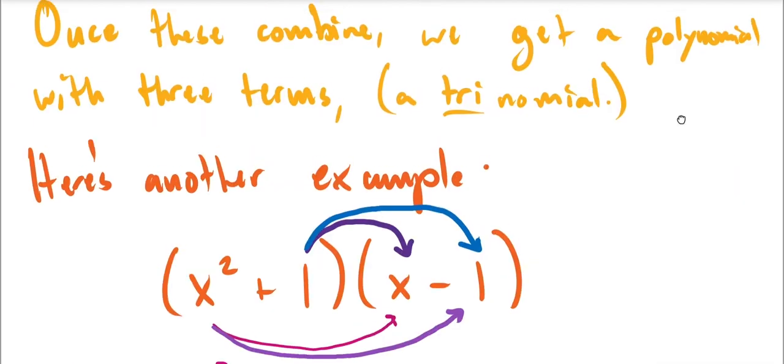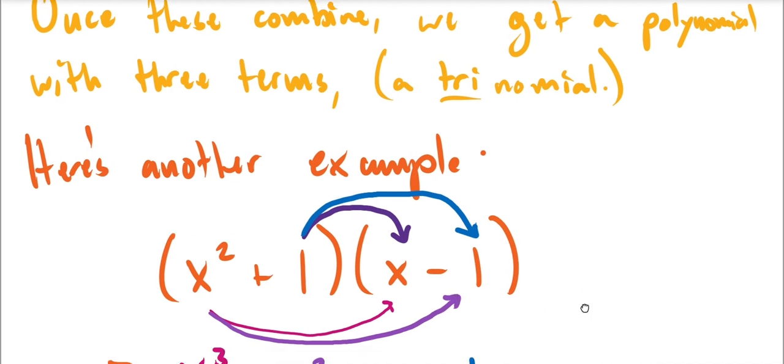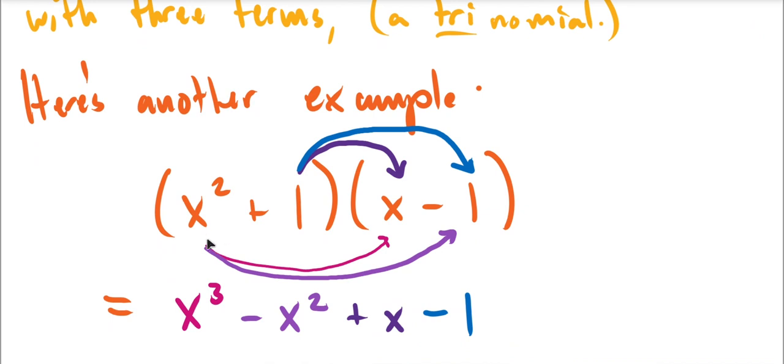Here's another example where things go a little bit differently. Let's say we had x squared plus 1, which is a binomial, times x minus 1, another binomial. So we're going to wind up with 4 terms here. The first is x squared times x, that's x to the third. Then the outer term, x squared times minus 1, that's minus x squared. The inner term, 1 times x, here we have x, and 1 times minus 1, which is minus 1.